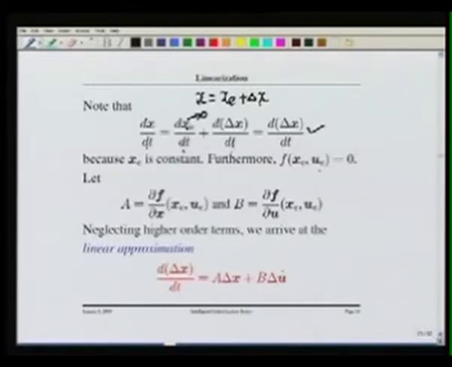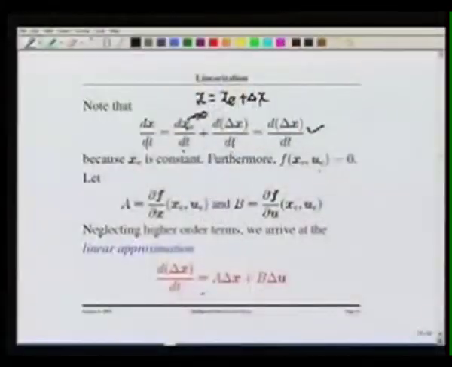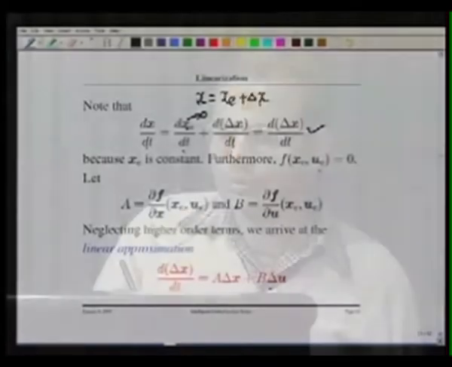This is sometimes also called the small signal model, that is, the behavior of the nonlinear system around an equilibrium point, where the dynamics is assumed to be linear, and hence the dynamics is in the linear state space model: delta x dot equal to A delta x plus B delta u.